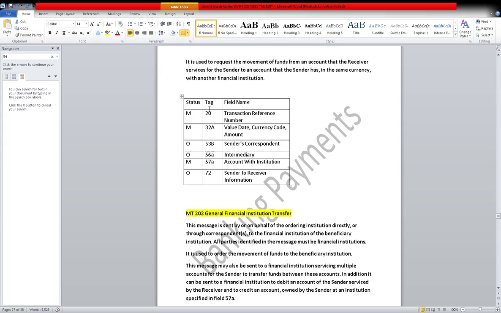The beneficiary of this transfer is always the sender. Your sender is sending payment because the sender has a bank account with another bank. So the sender is always your beneficiary here in both cases. The receiver and the account with institution are normally in the same country. Okay, it's mentioned that both should normally be in the same country. That's the usage guideline.